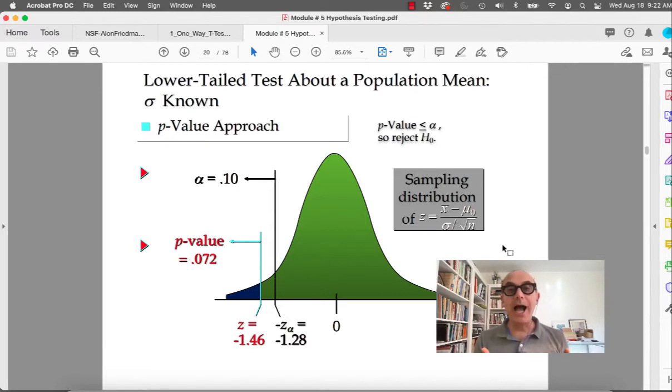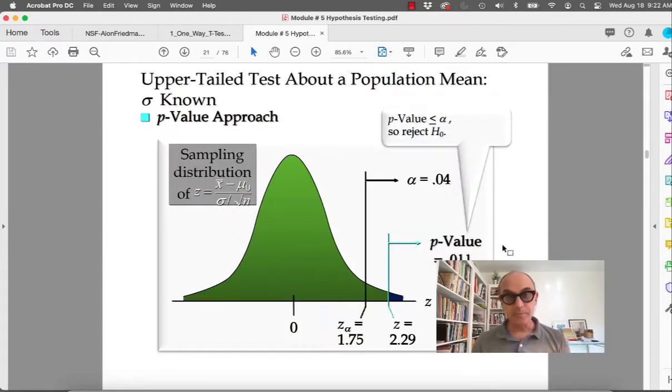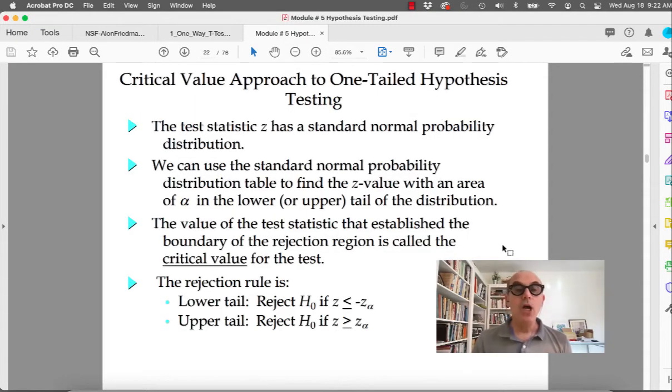And so the idea here is that we need to say where we are with regard to the sampling distribution. The upper tail test about the population mean, with regard to the p-value, again shows where the p-value stands and how it plays out. So the critical value approach to a one-tail hypothesis test is that when the test statistic z has the standard normal distribution, we can use the standard normal probability distribution table to find the z value.